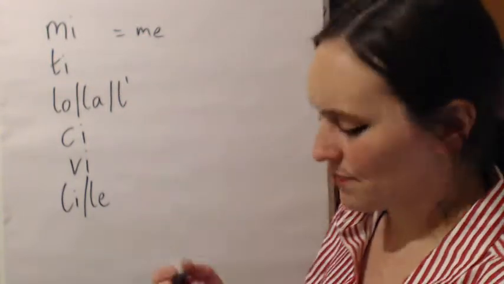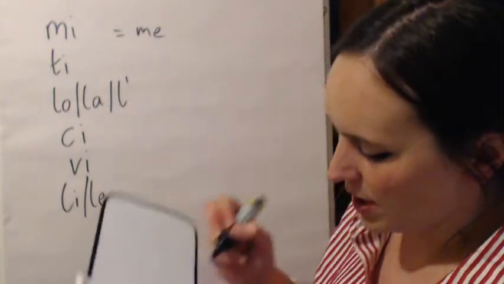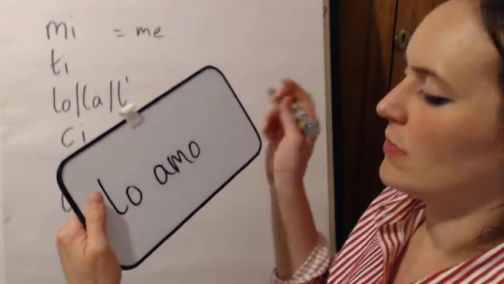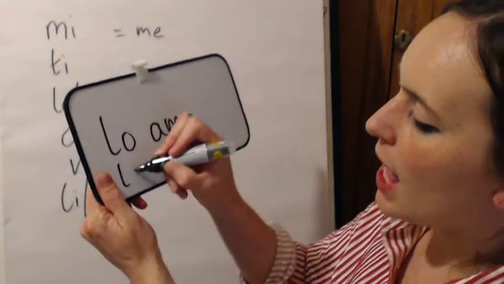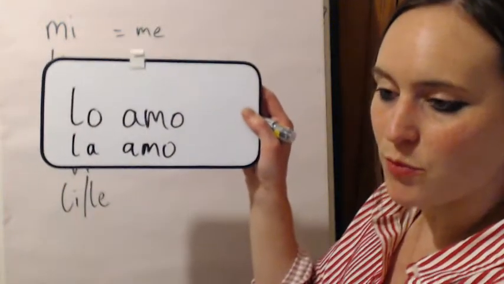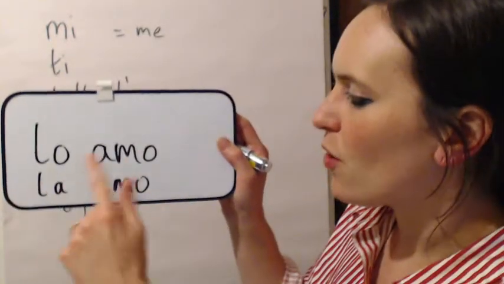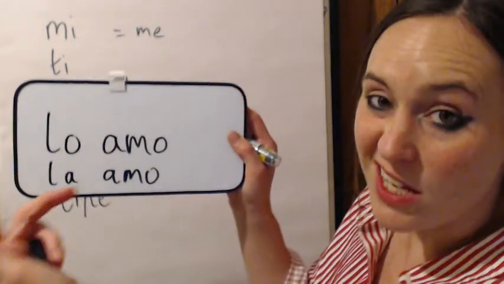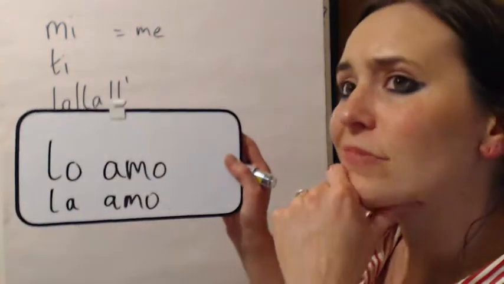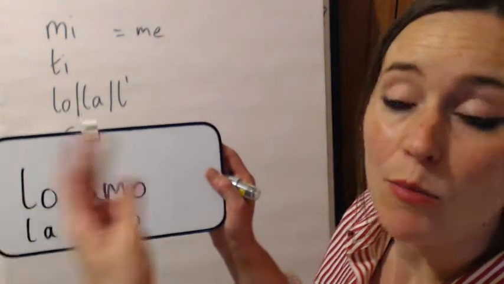L apostrophe, basically, instead of writing something like lo, I love it, for example, lo amo, or la amo. I love it. For example, il vino. Lo amo. Lo is it. Il vino. Or la amo. La amo. La frutta. Sì, la amo.